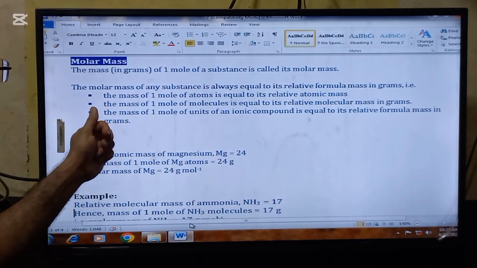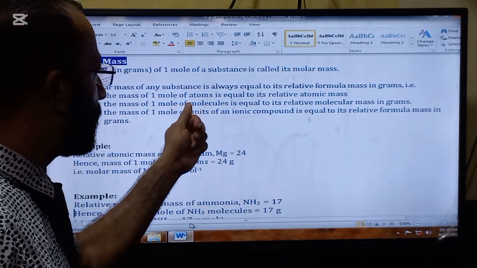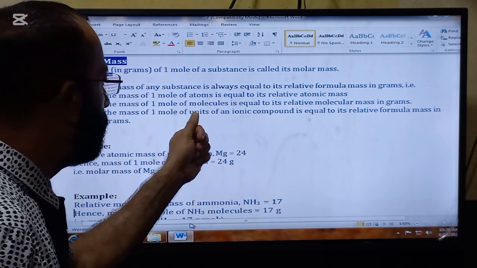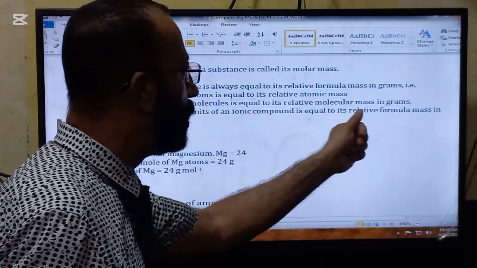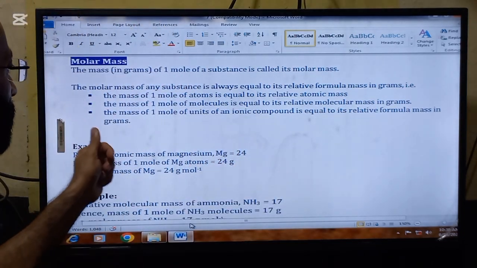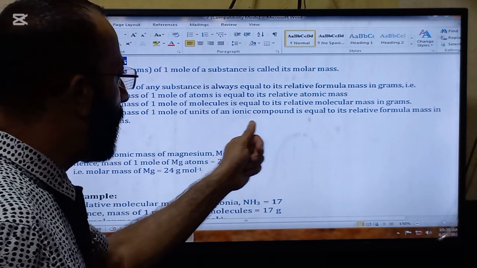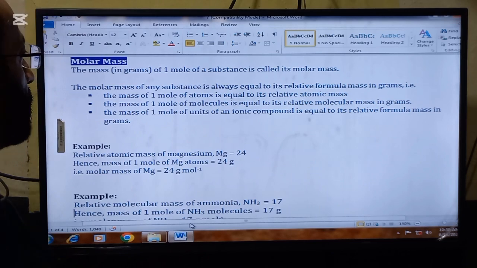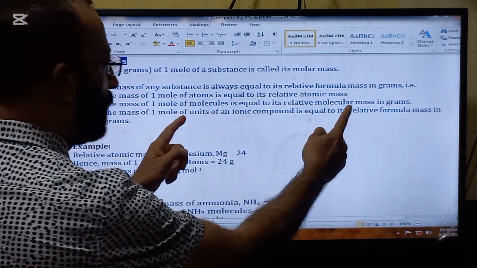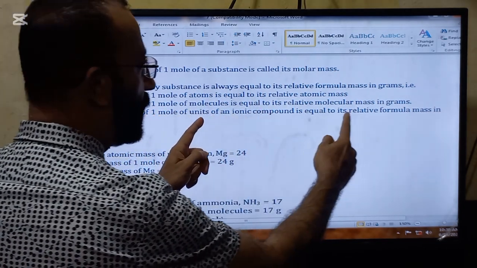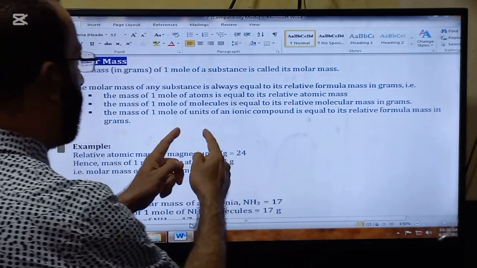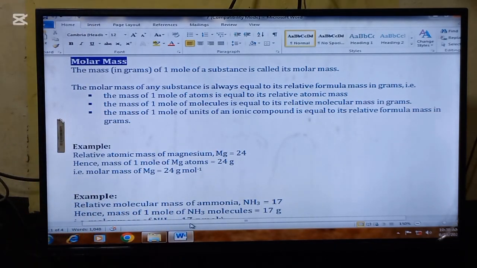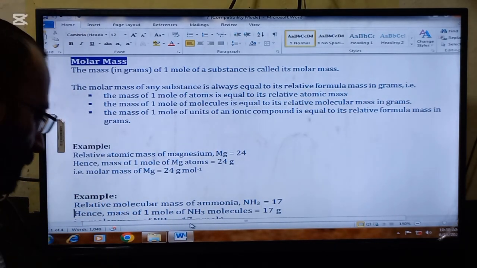And here are three types. The mass of 1 mole of atoms is equal to the relative atomic mass. The mass of 1 mole of molecules is equal to the relative molecular mass in grams. The mass of 1 mole of units of an ionic compound is equal to its relative formula mass in grams. So if atoms are involved, relative atomic mass; if molecules are involved, relative molecular mass; and if an ionic compound is involved, relative formula mass.